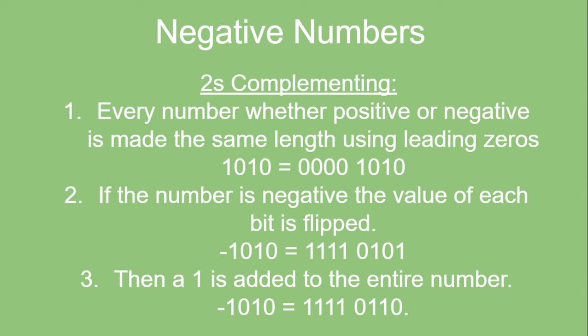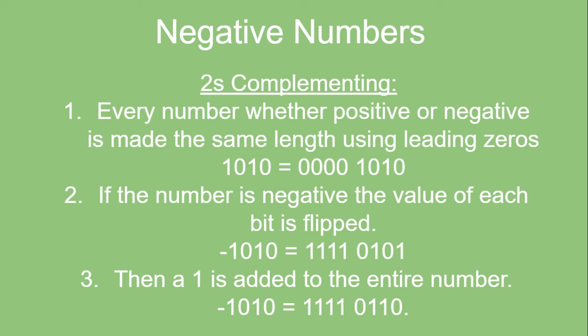Well, they invented a way called 2's complementing, where every number, whether it's positive or negative, is made the same length using what's called leading zeros. And so you guys know that if I wanted to write the number 2, I could just write a 2, or I could write the number 2 as 00002. If I wanted to write 138, I could say 00138, right? Usually we use leading zeros when we're doing money. And so it's the same with negative numbers.